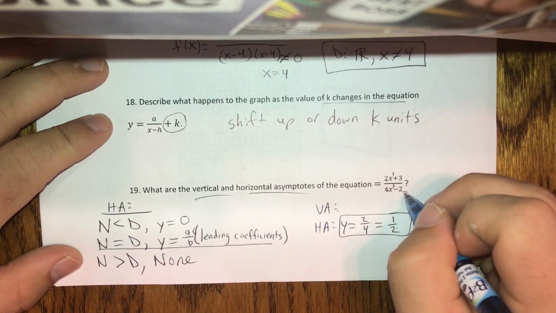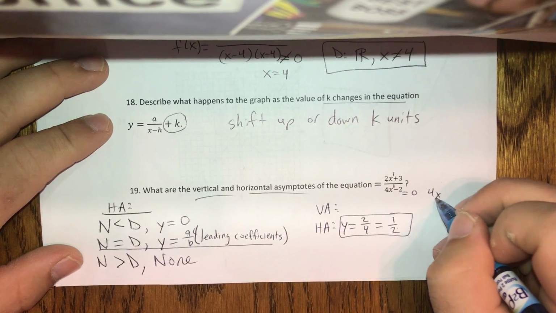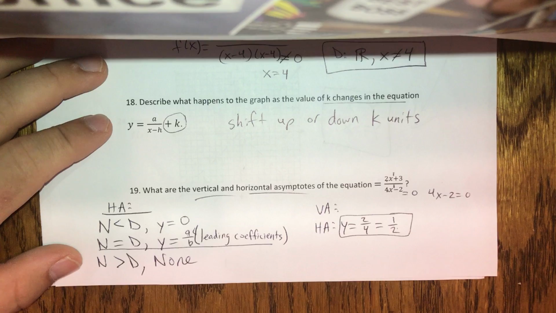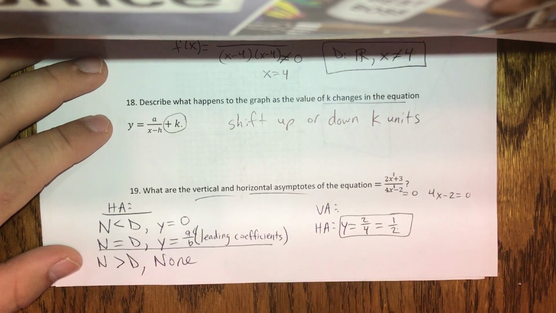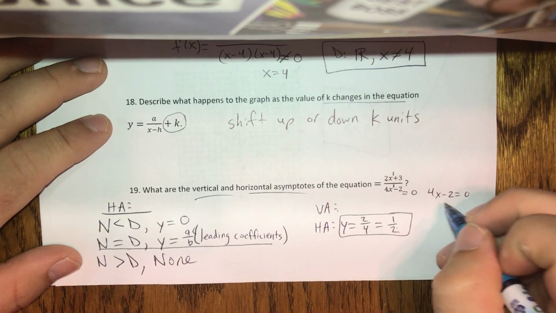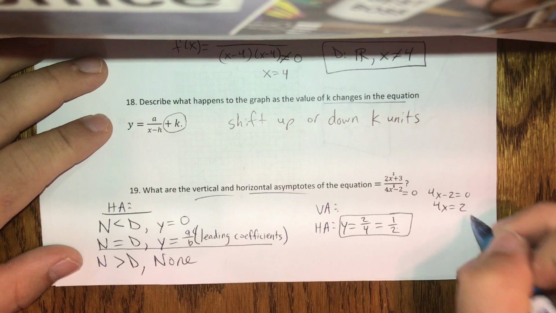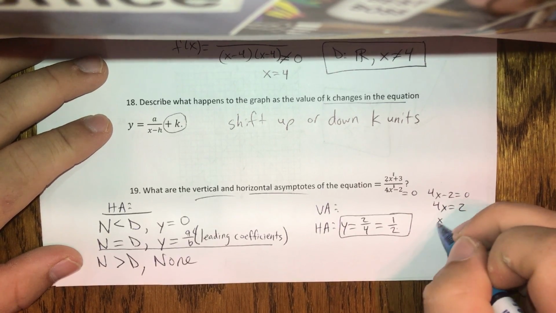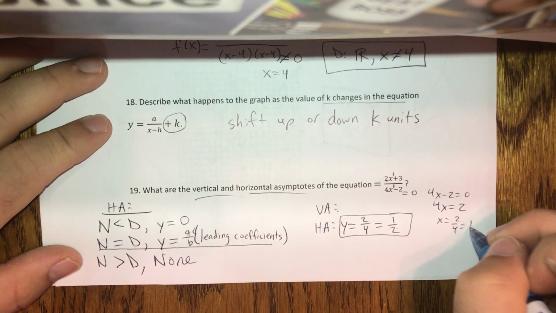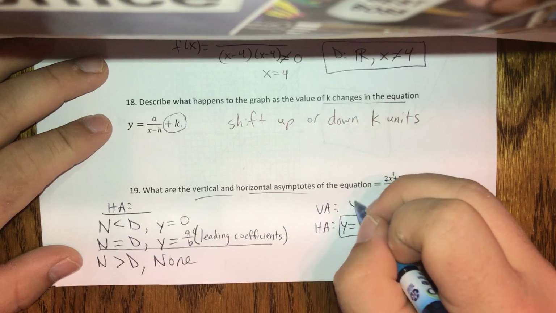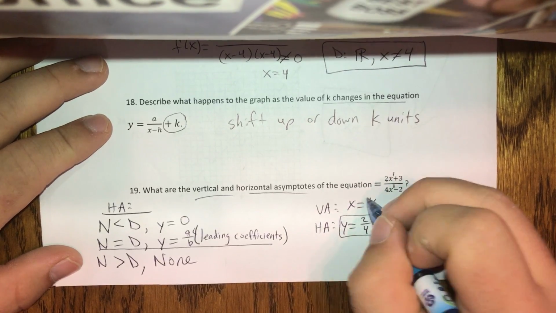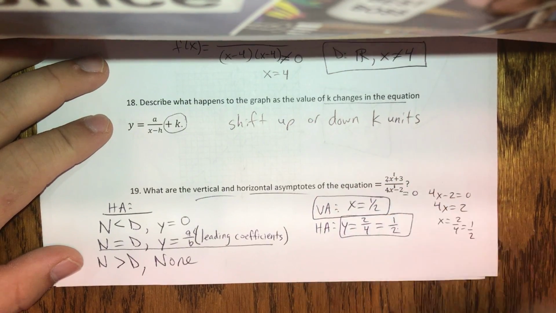For the VA, we're going to set the bottom equal to 0 and solve to see what x cannot be, because that's going to be my discontinuity. It's going to be my asymptote. So 4x equals 2, because I add 2 over. Divide by 4, and you get 2 over 4, which is 1/2 on this one as well. And so x equals 1/2. So there's my VA and my HA.